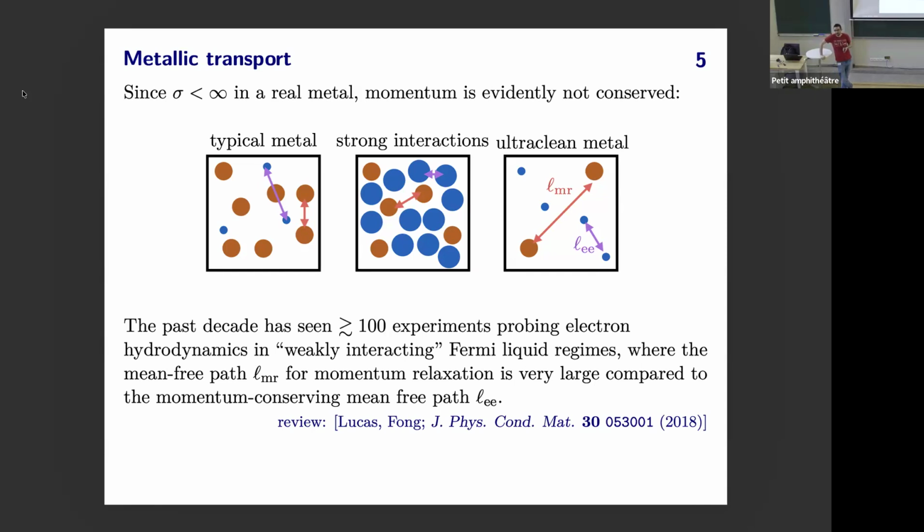Yes. To Dan, are we done with this? Or a different question? Go for it. If I just have electrons in a vacuum with no disorder, no atoms, can it relax momentum or not?